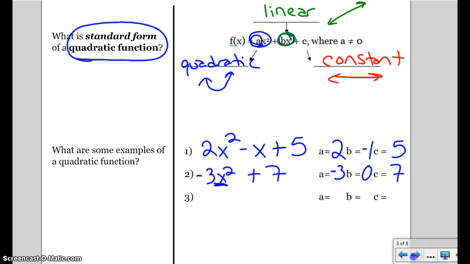And then let's say I have 7x squared plus 2x minus 1. Same thing, my a value would be 7, my b value would be 2, and my c value would be negative 1.